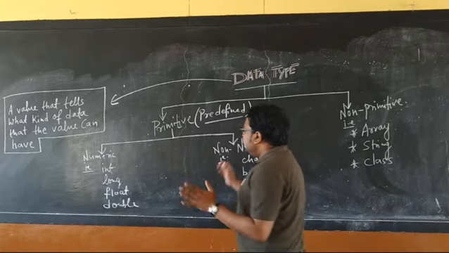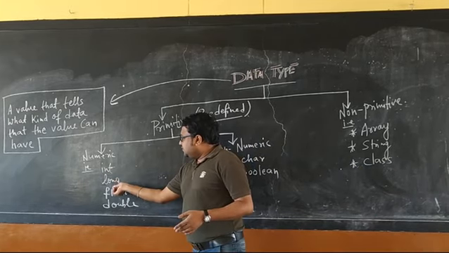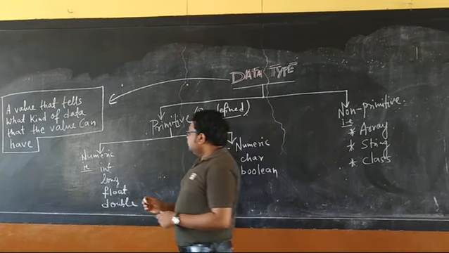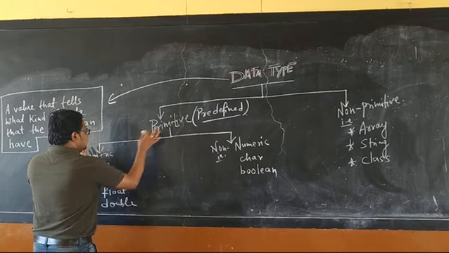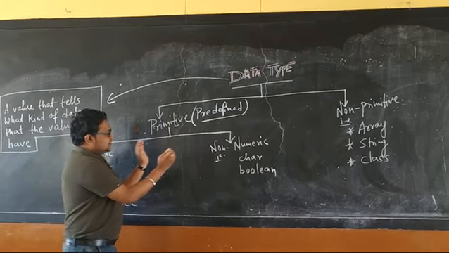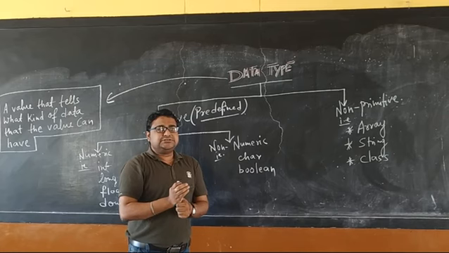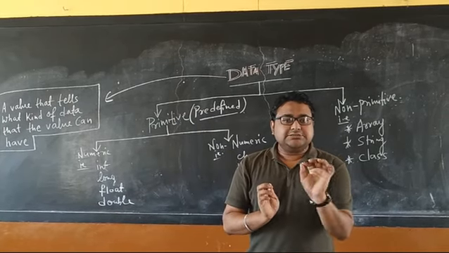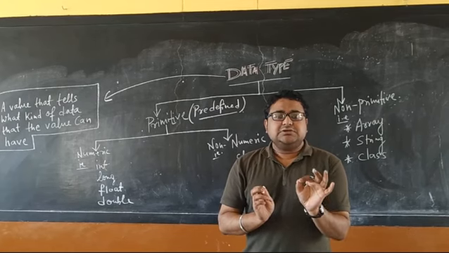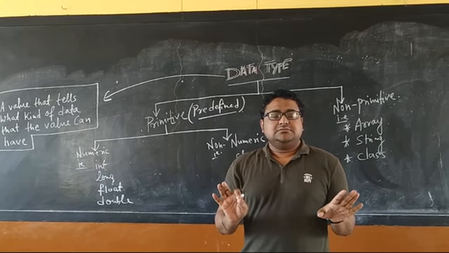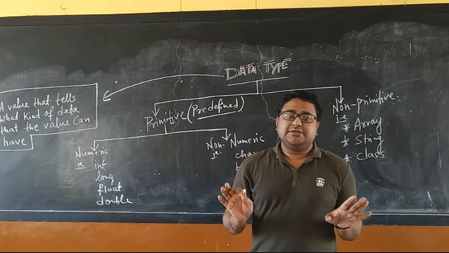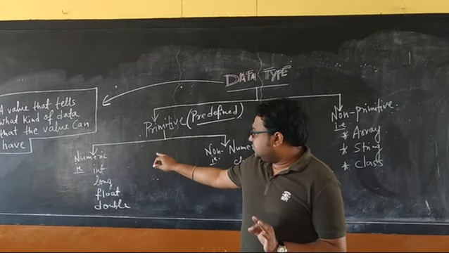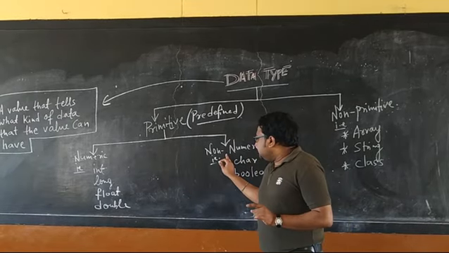Predefined data types, many are there. So I am discussing 4: 1, 2, 3, 4, four different primitive data types. Primitive is also categorized into numeric and non-numeric. Now what is the meaning of numeric and non-numeric? Numeric means numbers. If numbers are there, the data type is called numeric. Numbers means 0, 1, 2, 3, 4, 5, 6, 7, 8, 9. Otherwise, it is called non-numeric.